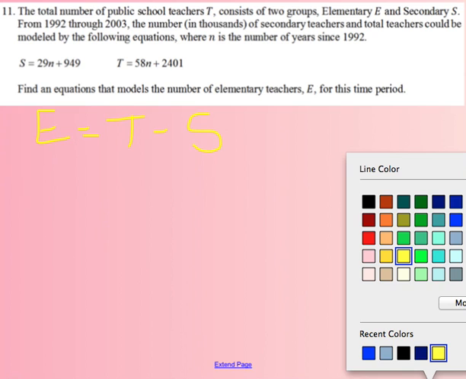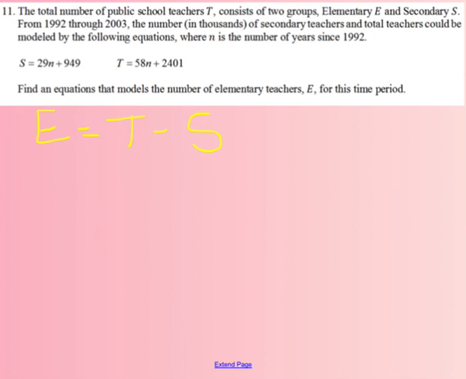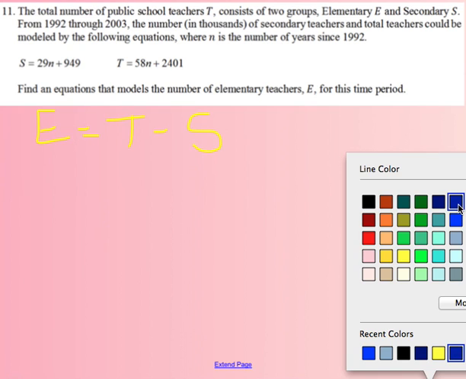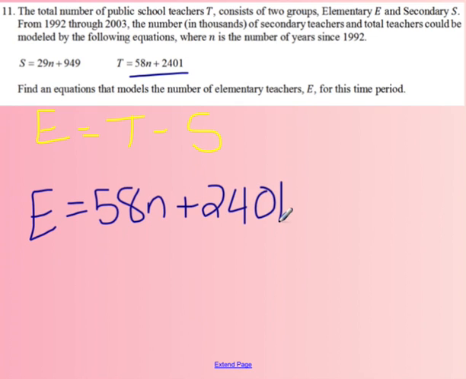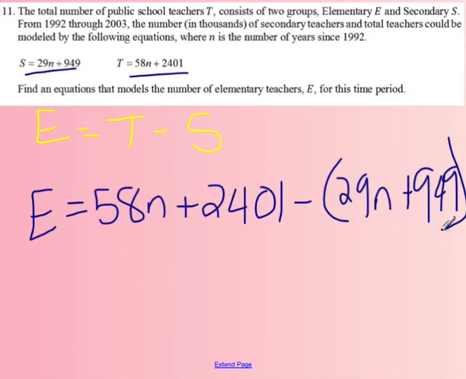So let's plug that in with what we know. We have our elementary school teachers equal to our total, which is 58N plus 2,401, minus our secondary, which is 29N plus 949. Now we want to distribute the negative. So let's do this using the horizontal method.